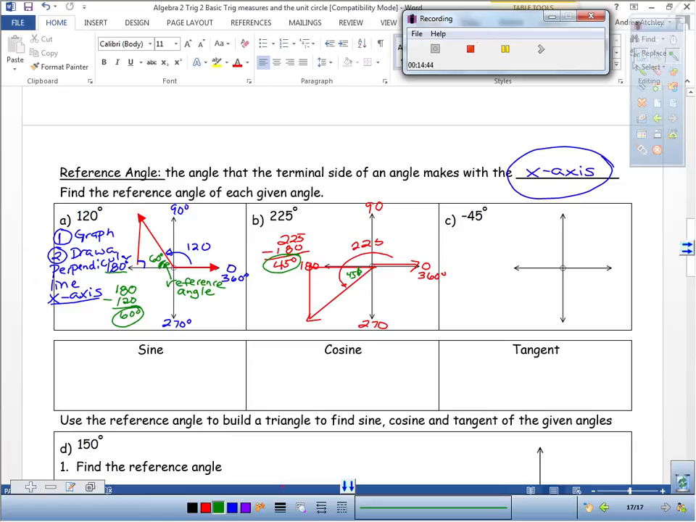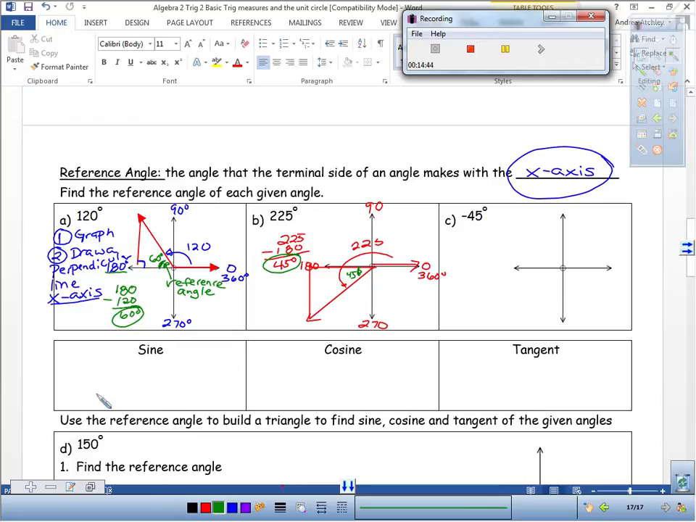We should notice if it ends in a 5 that the reference angle has to be 45 degrees, right? Because my other options are either 60 or 30. And how do I do that? I'm either going to be subtracting from 180 or subtracting from 360. If I draw the line to 360, then I'm going to subtract from 360. Here I drew the line to 180. So I'm subtracting from 180. Does that make sense? Okay, try the next one on your own.